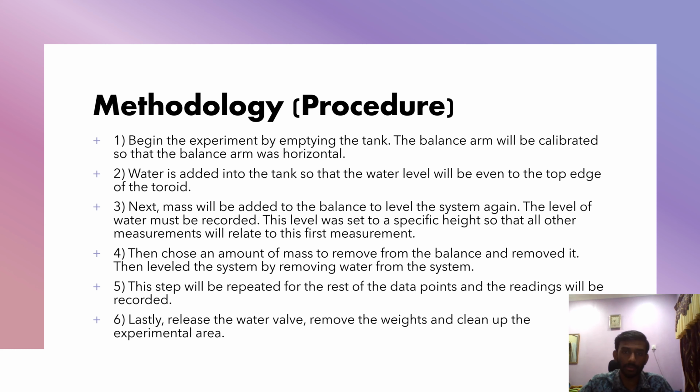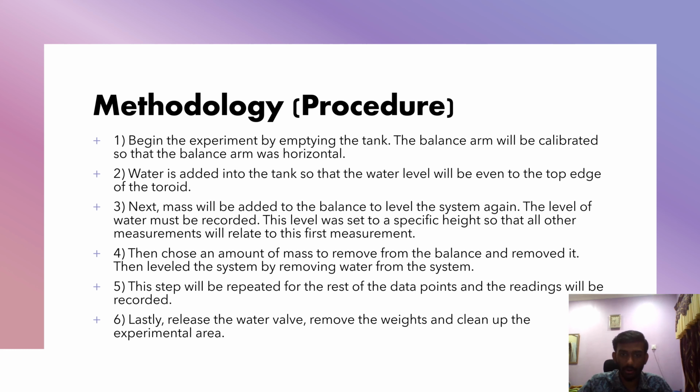Next, we will look at the procedure part. Begin the experiment by emptying the tank. The balance arm will be calibrated so that the balance arm is horizontal. Water is added into the tank so that the water level is even with the top edge of the toroid. Next, mass will be added to the balance to level the system again. The level of water must be recorded. This level was set to a specific height so that all other measurements will relate to this first measurement.